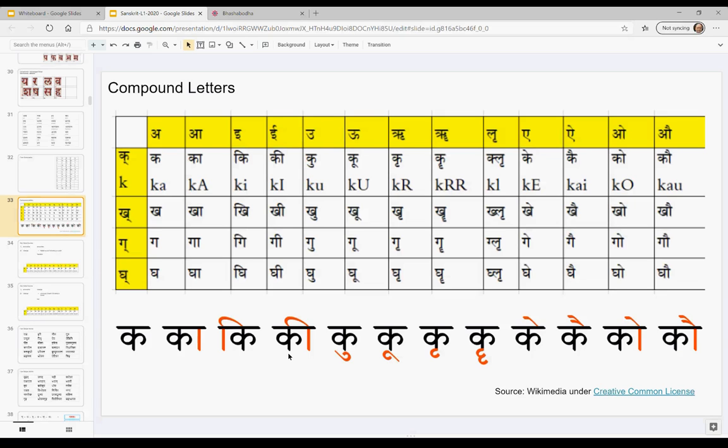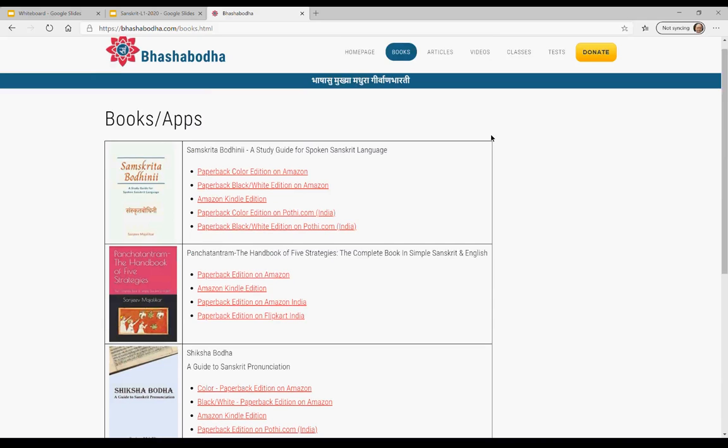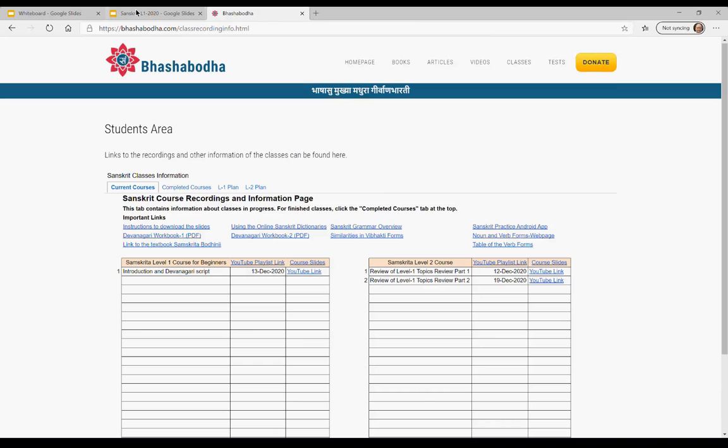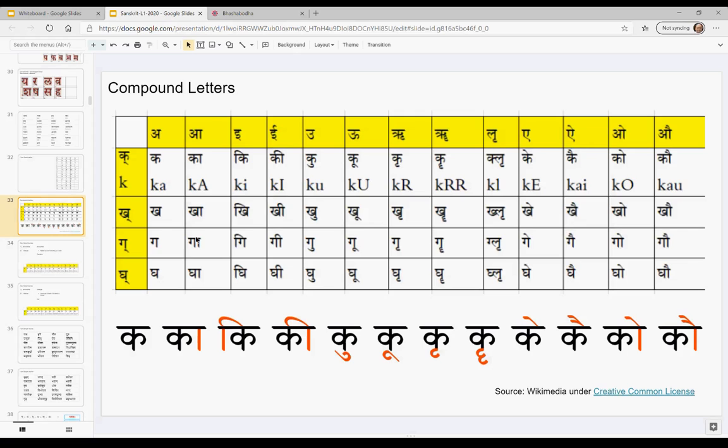I think in the last course, I had distributed one Word document with all the compound letters, probably. Right, Umar? Yeah, I think so. I'll find it and make that available again on this page, on our classes page. Thank you. And that might also help in practicing until you get hold of those workbooks.